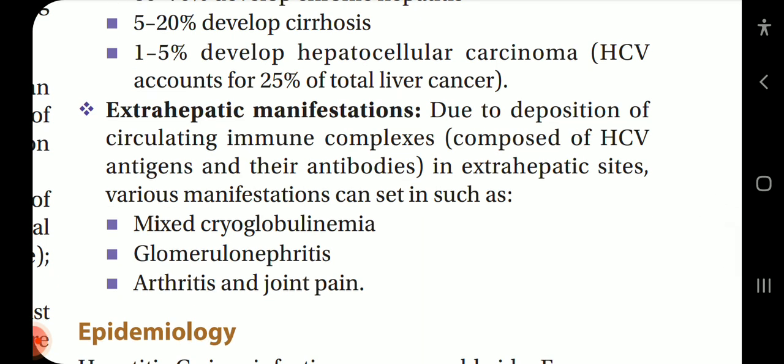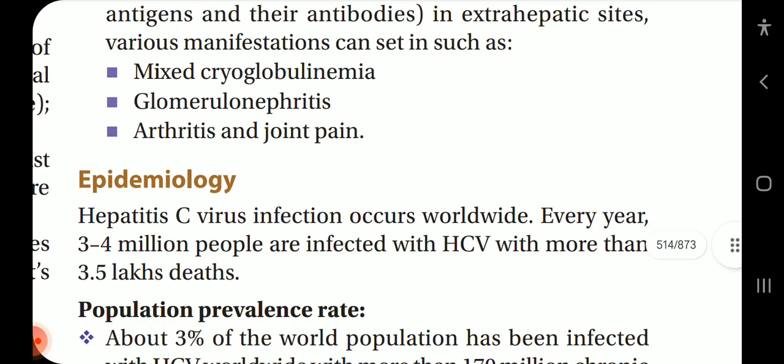Extrahepatic manifestations. Due to deposition of circulating immune complexes composed of HCV antigens and their antibodies in extrahepatic sites, various manifestations can be seen, such as mixed cryoglobulinemia, glomerulonephritis, arthritis, and joint pain.